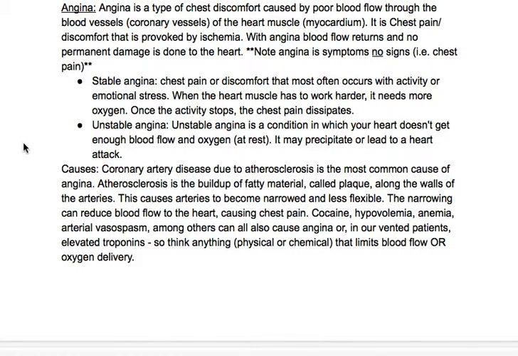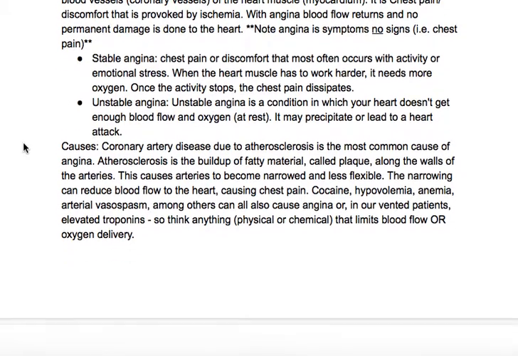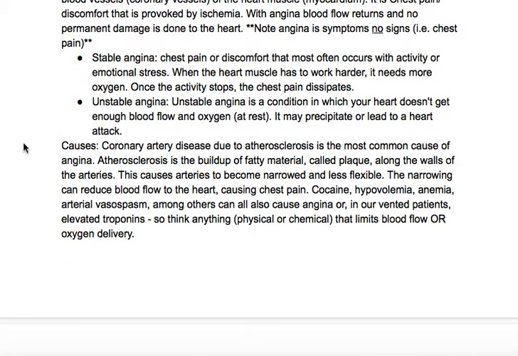Stable angina gets worse with activity or emotional stress and goes away once that activity or emotional stress goes away. Unstable angina, your patient can just be sitting on the couch and all of a sudden they start to have acute chest pain and possibly shortness of air, but it will eventually go away. And like I said, there are no signs of cardiac damage if you look at an EKG or any kind of blood work.